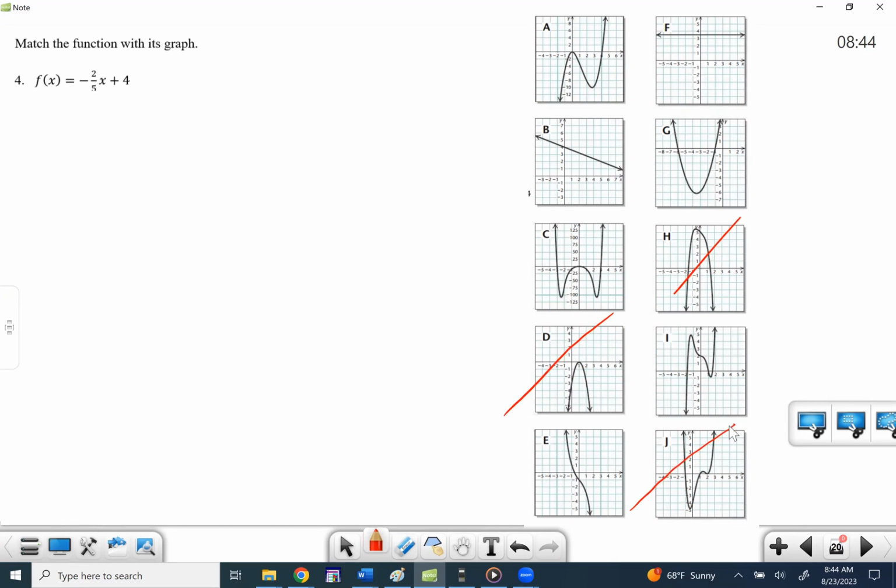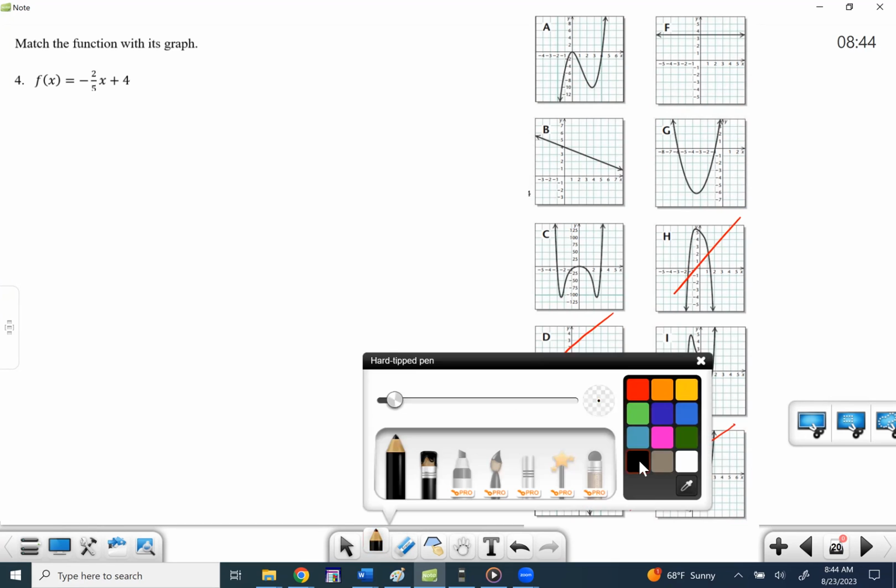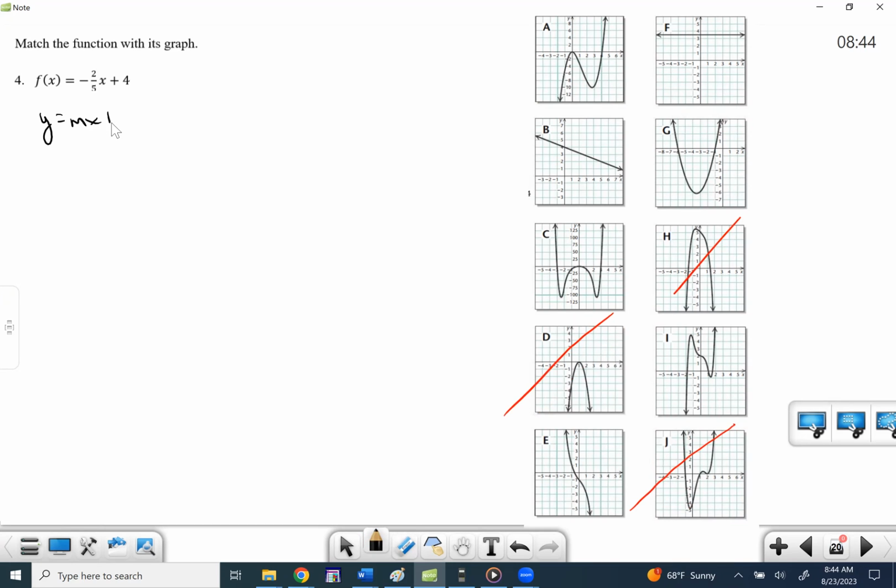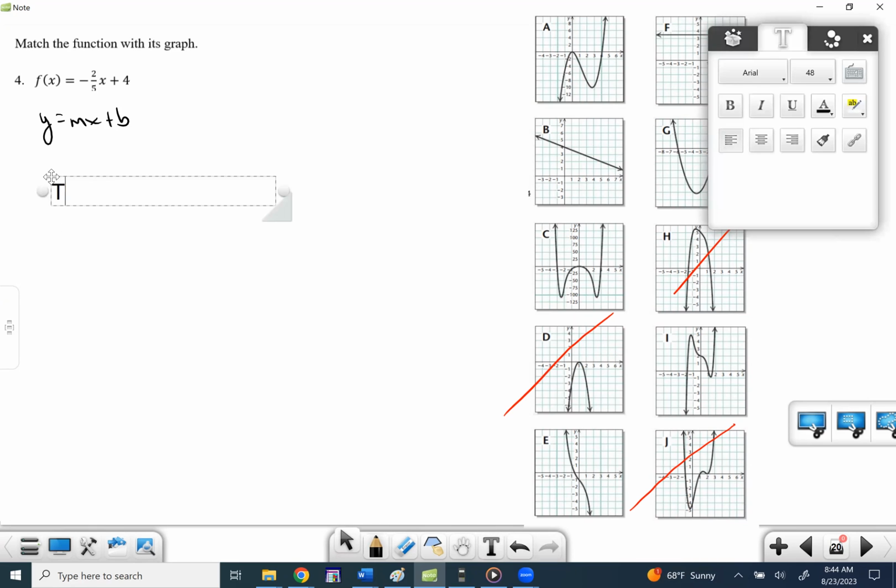All right. Well, this one is a line. It's clearly a line. It's in y equals mx plus b form, right? So there's only 2 lines up here. And it can't be F because F is just a horizontal line. Okay, so I might as well just type this out. There is only one line with its negative slope.